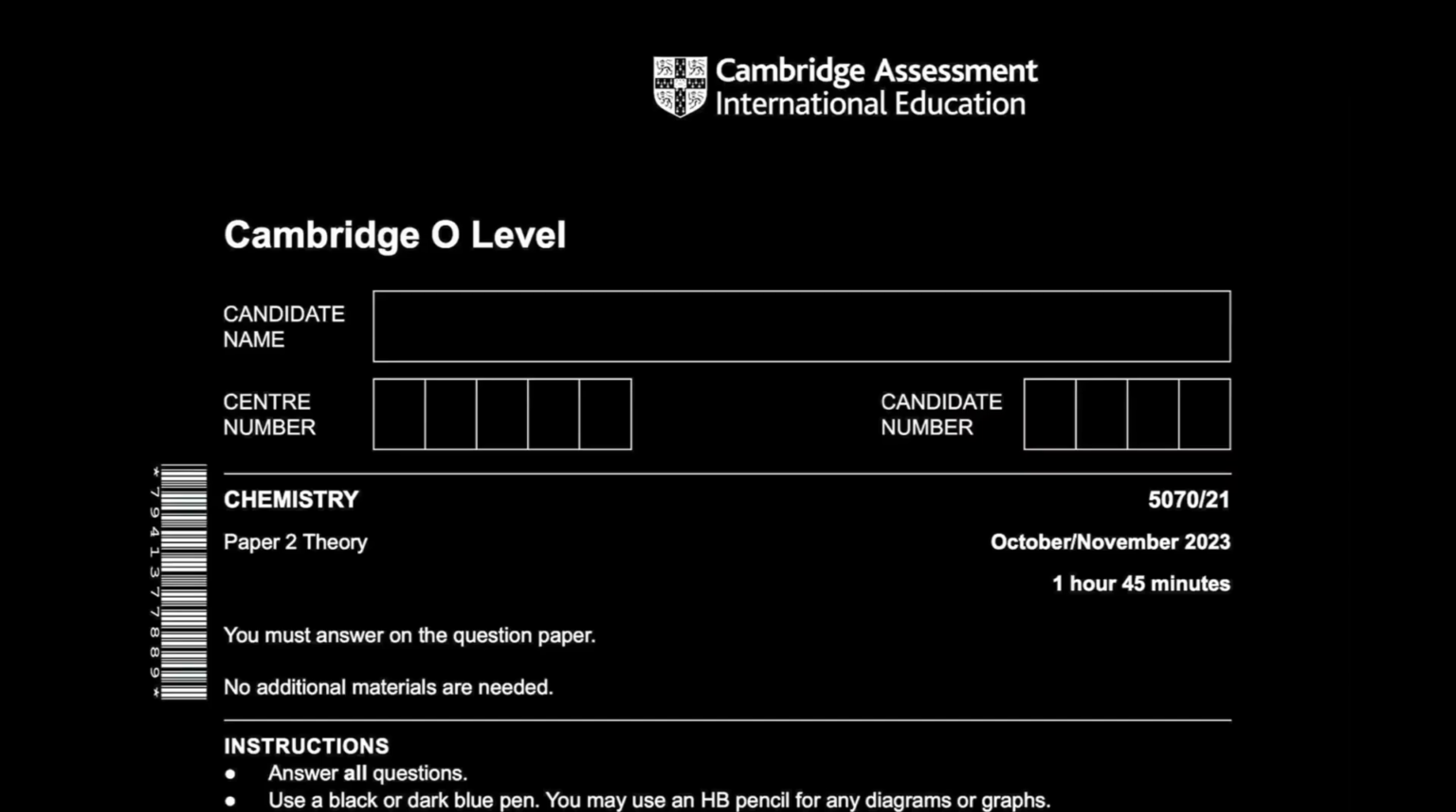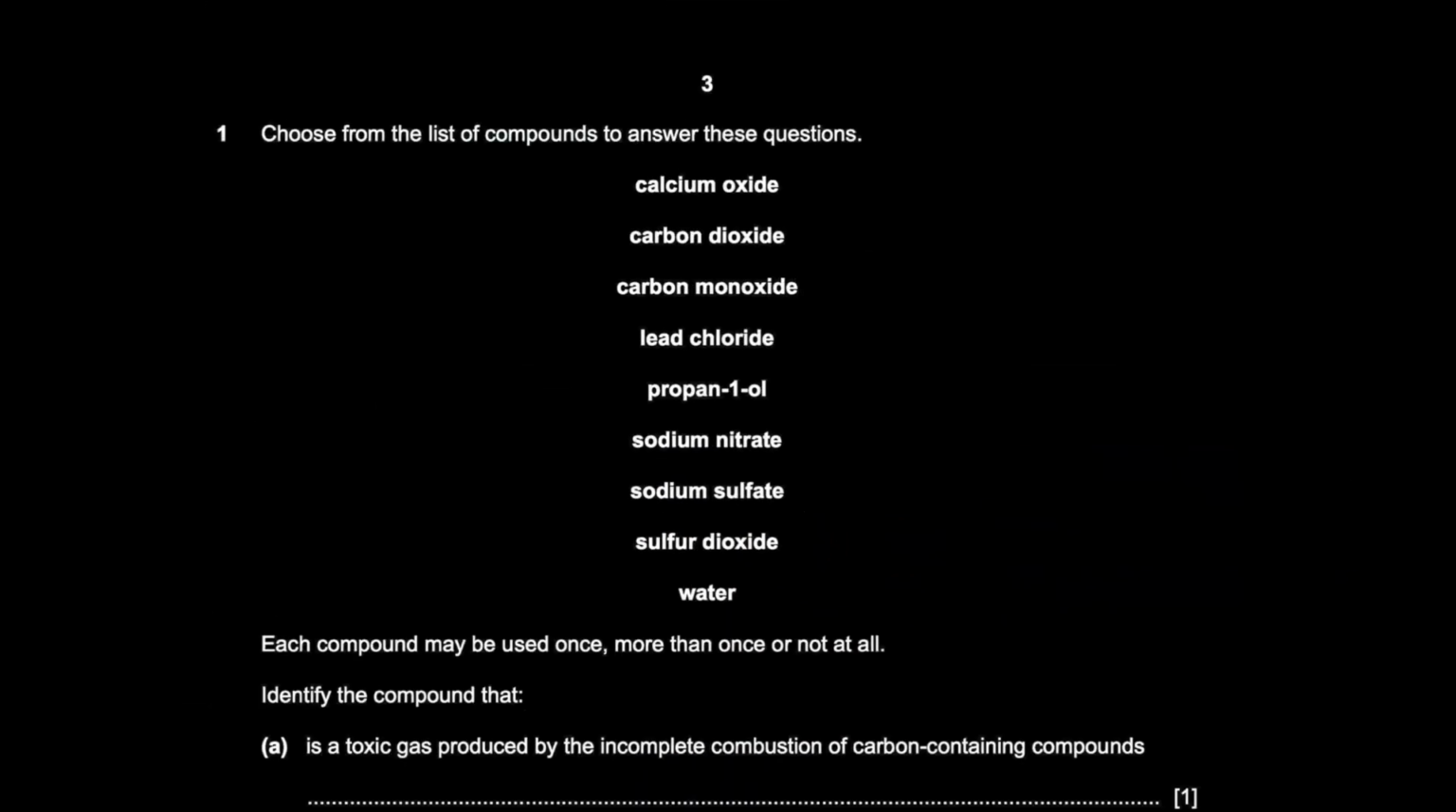All right, so today we're going to be doing October-November 2023, paper 2-1. Paper 2, variant 1. Now, let's start. Question number 1.